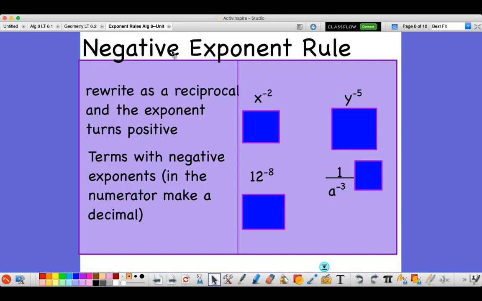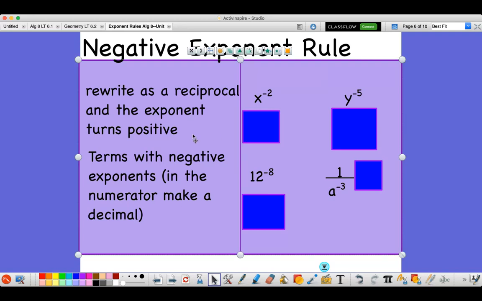For our next rule, write down negative exponent rule. That just means that your exponent has a negative on it. The rule for this is you rewrite this as a reciprocal. Reciprocal, remember, means that we are flipping our fraction. So you rewrite this as a reciprocal, and the exponent turns positive. The terms with negative exponents in the numerator make a decimal. So if you have these terms with negative exponents in the top, when you're done with it, it would make a decimal. So let's look at this first example, x to the negative 2.